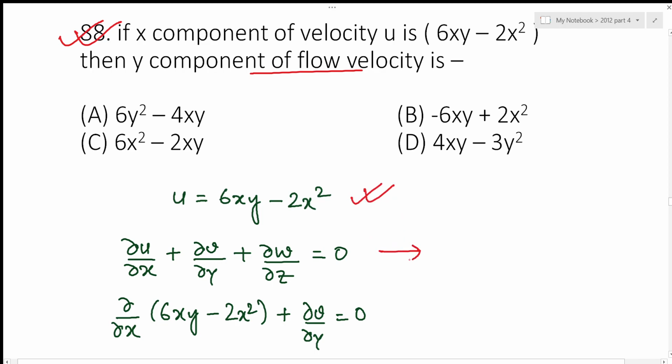Now according to the continuity equation, considering the flow is steady and incompressible, del u by del x plus del v by del y plus del w by del z is equal to 0. Now this is a 2D flow, so this would come out to be 0.